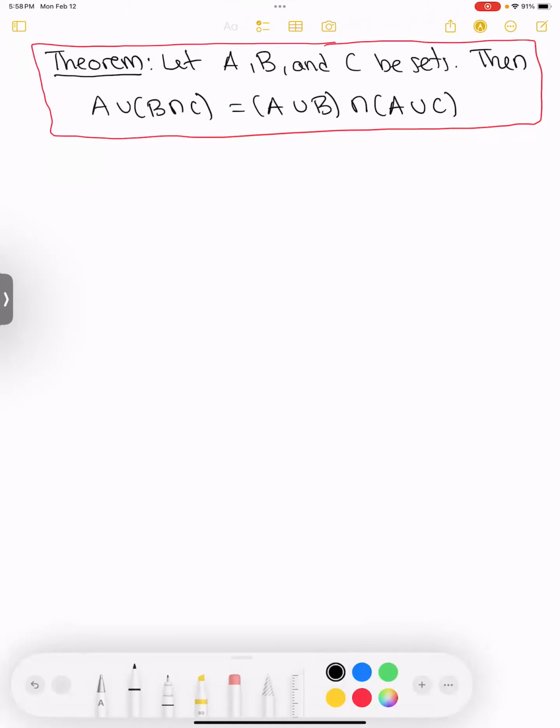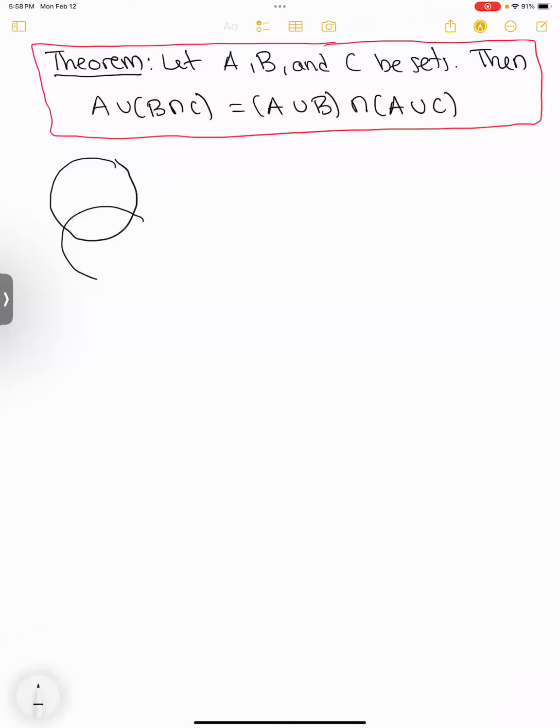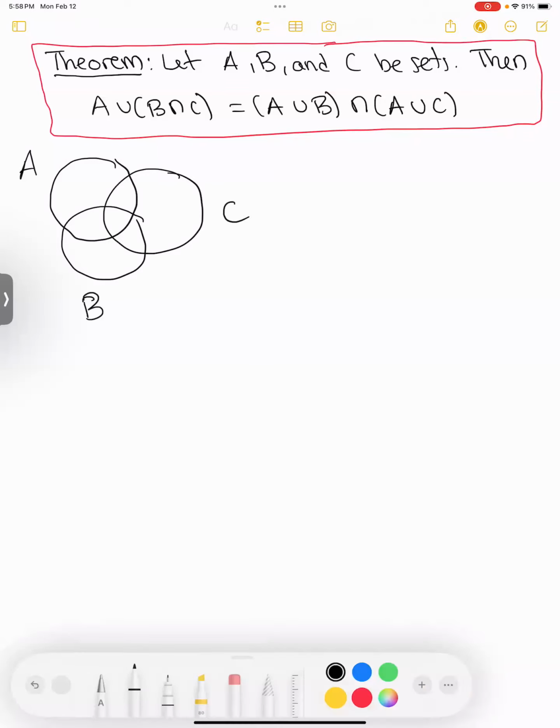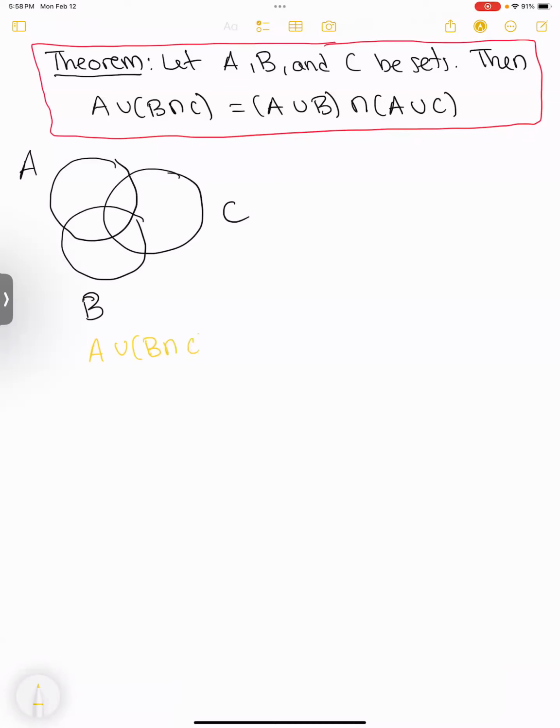And so before we prove it, I want to just draw a diagram to make sure that you understand why this could possibly be true. So now I need three sets. So I have A, B, and C. And on this one, I'm going to just show what the left-hand side is. So if I want to show what A union B intersects C is, then the union means I have all of A, and I have all of B intersects C. So I just have to add this little bit over here. Okay, so when I take A union B intersects C, that's what I'm talking about.